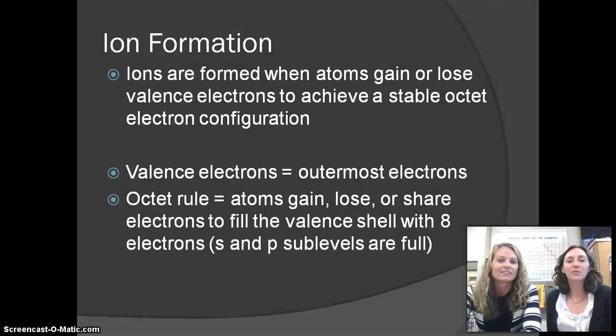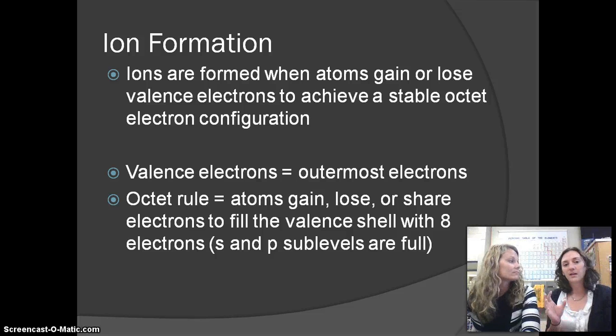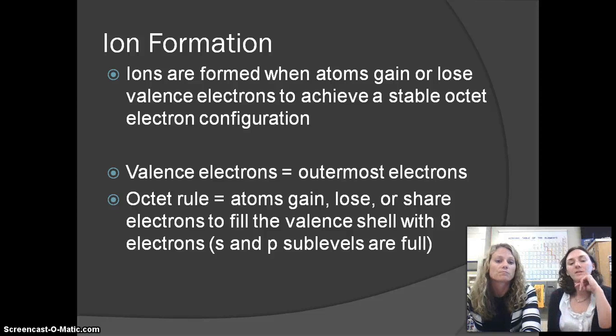Ions are formed when atoms either gain or lose valence electrons to achieve a stable octet electron configuration. It's a lot of words, but really it's just they gain or lose electrons. And they're only the electrons in the outermost shell. Everything else is stable and they want to stay where they are. So the things on the outside are the ones that can move. So again, outermost electrons, those are valence electrons.